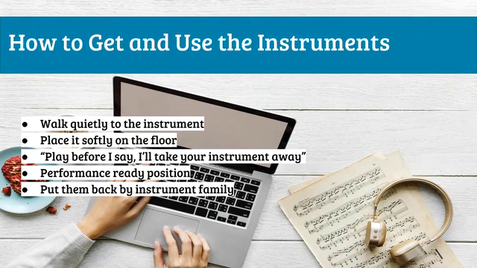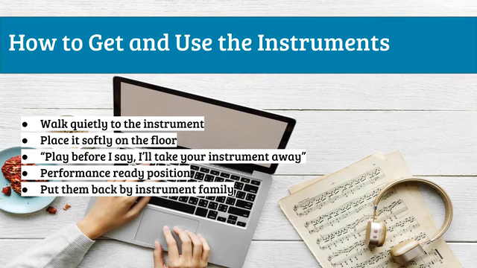And then talk to them about being in performance ready position. Like I said, the instrument's in front of them. Their arms are either crossed or their hands are sitting quietly on their laps. And performance ready position means their eyes are on you. They're sitting and paying attention. They're not turned backwards or touching their neighbor. They are ready to play.